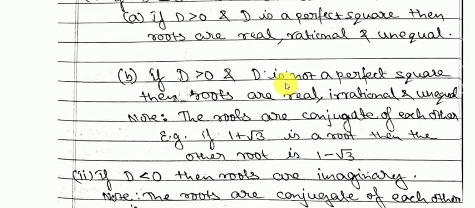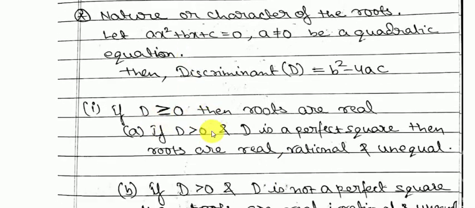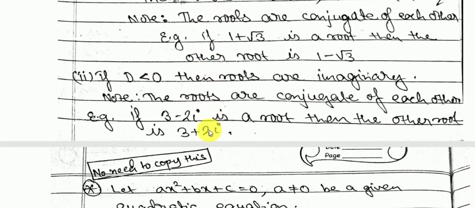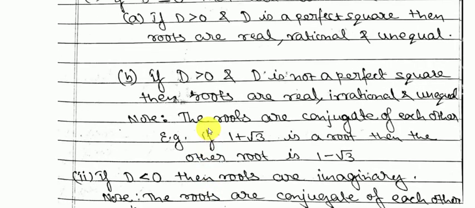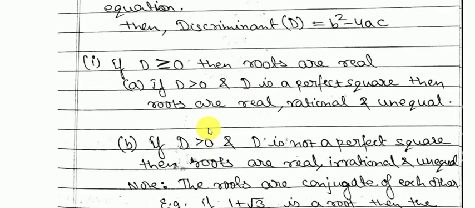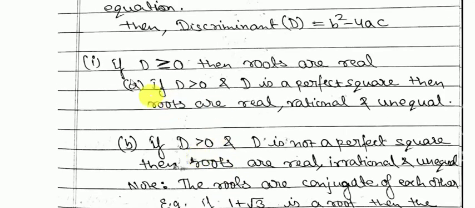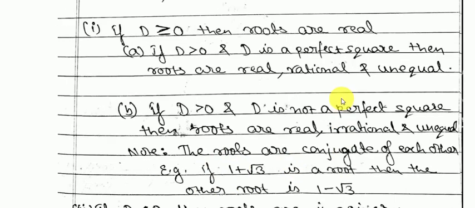I have not mentioned over here that if d is equal to 0, then it will have equal roots. But anyway, you all know that you have done it in class 10. So when you're copying this note, please add that point. In number 1, add the point c and write that if d is equal to 0, then roots are going to be real and equal.